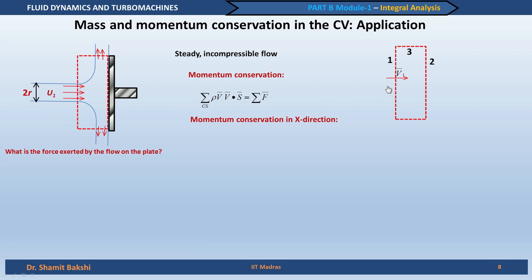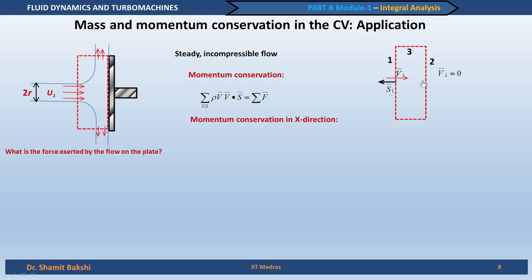Now, the velocity at the inlet of the control volume, which is this one, this is the direction of the velocity vector v1 bar, and the direction of the area vector is opposite to that. Okay. So, it is s1 bar.